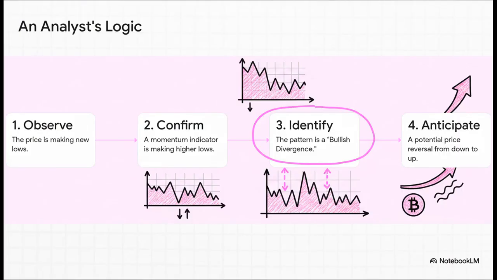For an analyst, the logic kind of flows in 4 steps. First, you observe that the price is making new lows. Second, you confirm that a momentum indicator is doing the exact opposite, making higher lows. Third, you identify this pattern as a bullish divergence. And finally, based on all that, you start to anticipate that the downtrend might be running out of gas and a reversal, a move up, could be on the horizon.